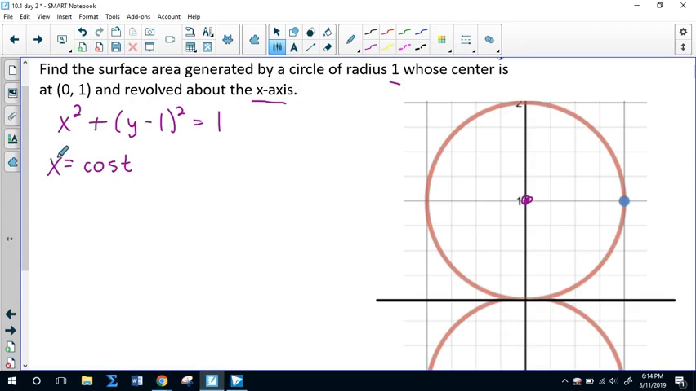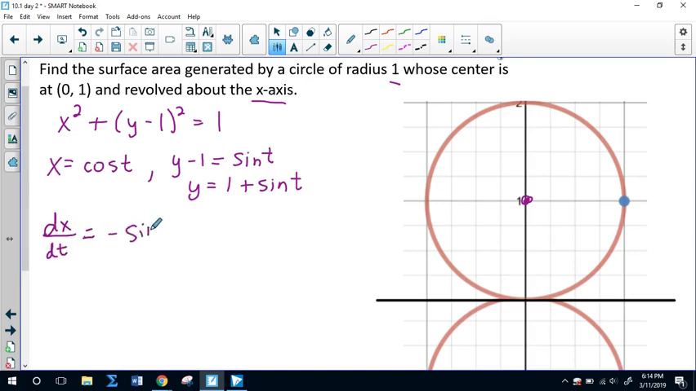And if I squared it, I'd have x squared and I have cosine squared. I'm going to end up with cosine squared here and sine squared here. So that's what we're aiming for here. I am going to let y minus 1 equal sine, or if you want to think of y minus 1 quantity squared equals sine squared, I'm solving for y and I get this. Okay, and in my surface area formula, I need dx dt and I need dy dt. So dx dt is negative sine of t, and dy dt is cosine of t.